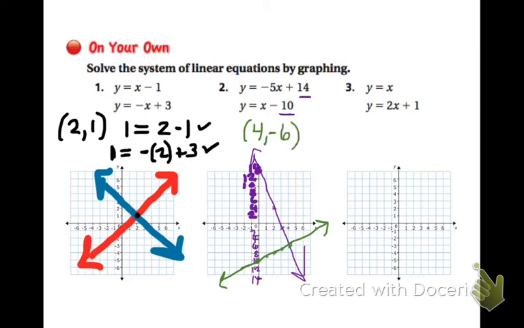And then I want to try it out. So I take negative 5 times 4, and I add 14, and that equals negative 6. I take 4 minus 10, and that equals negative 6. So I've checked both of them. And of course, you can write down the steps, but for lack of space on this presentation, I can't do that. All right. Next problem.